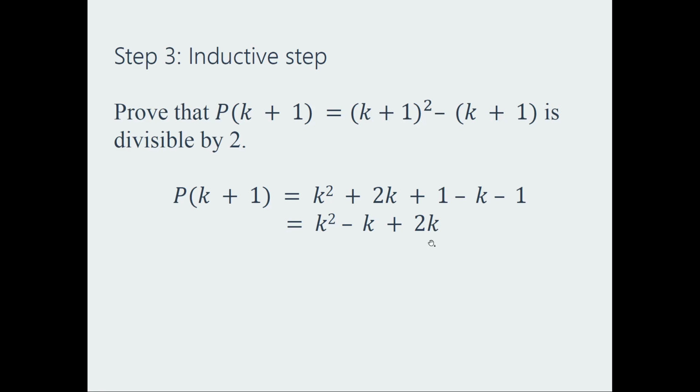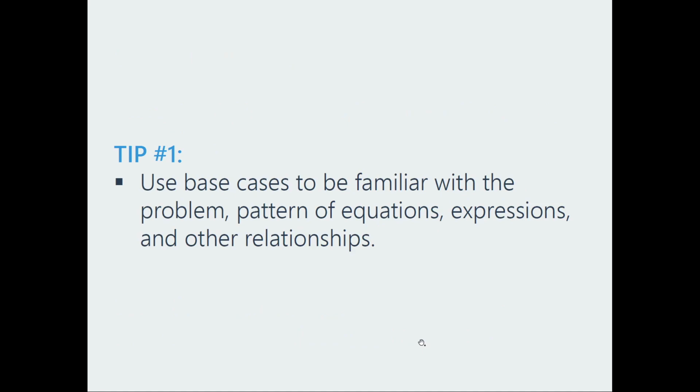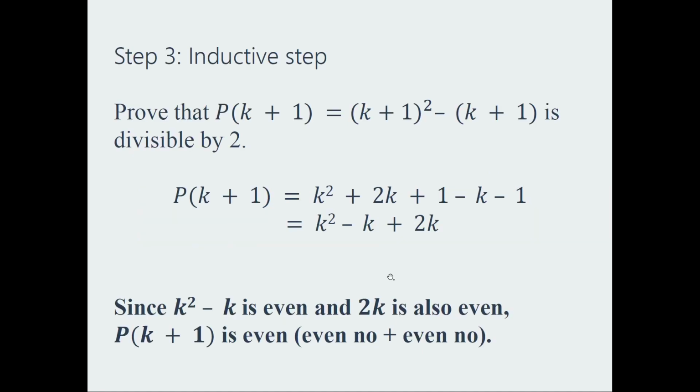How is that so? How did we know that this is divisible by 2? Well, obviously because we have a factor of 2 in our term, 2k. So since k squared minus k is divisible by 2, it's an even number. And 2k is also an even number. Adding two even numbers will result into another even number. So since k squared minus k is even, and 2k is also even, P of k plus 1 is also even. Even number plus even number. So we have just proven that our theorem is true.